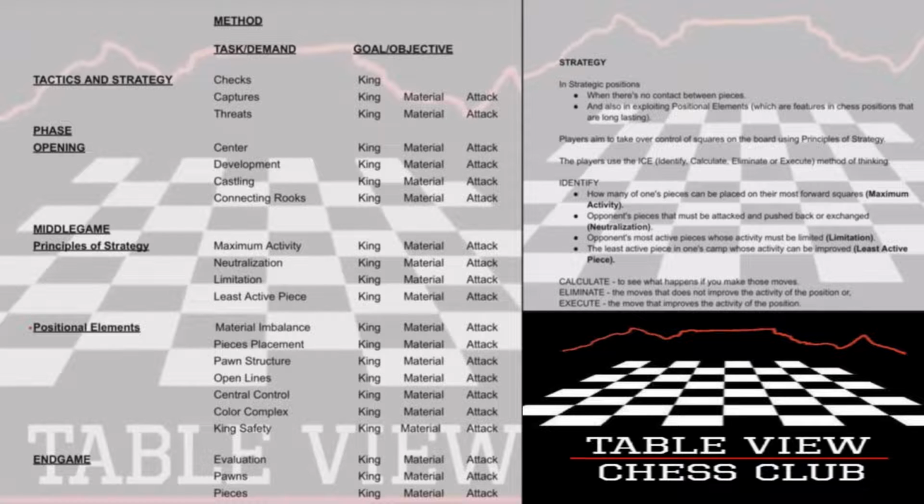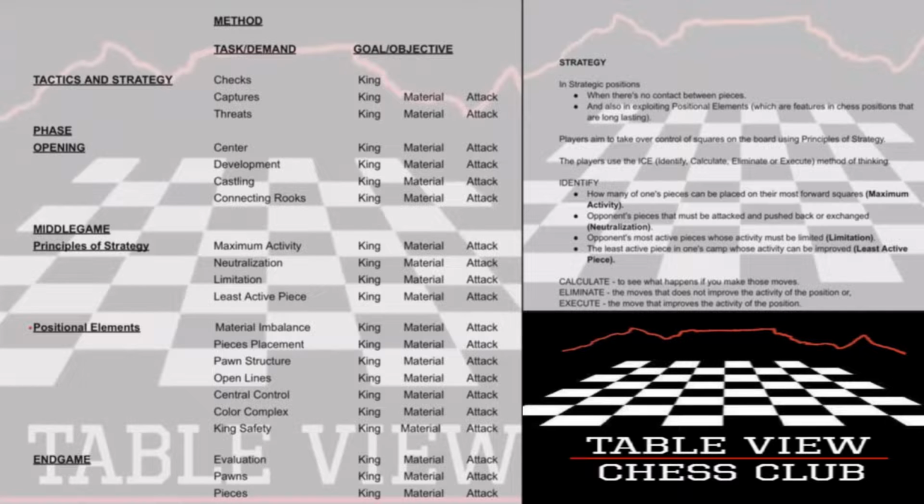So in exploiting these positional elements, the players apply pressure on the opponent's position using principles of strategy to improve the activity of their pieces, as well as to reduce or to take away all squares that the opponent's pieces have control over. So this is done using the ICE method of thinking: identify, calculate, eliminate, or execute.